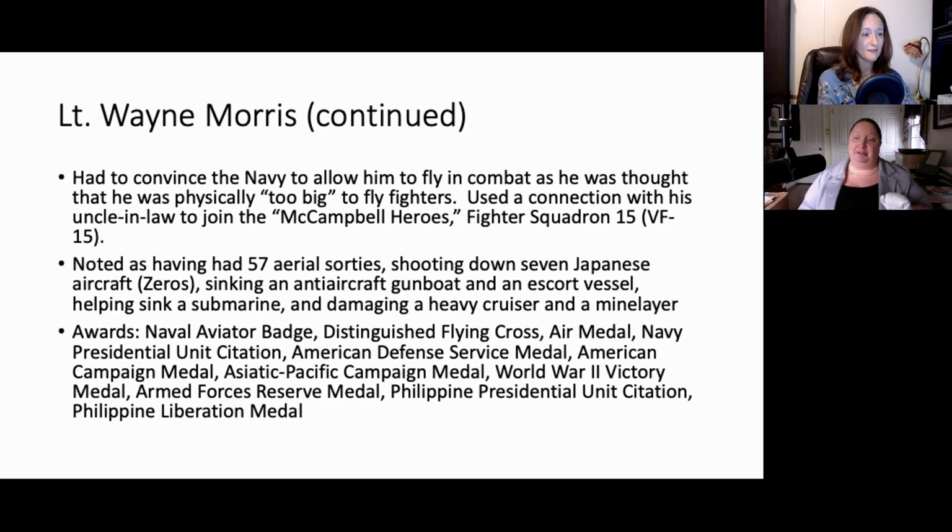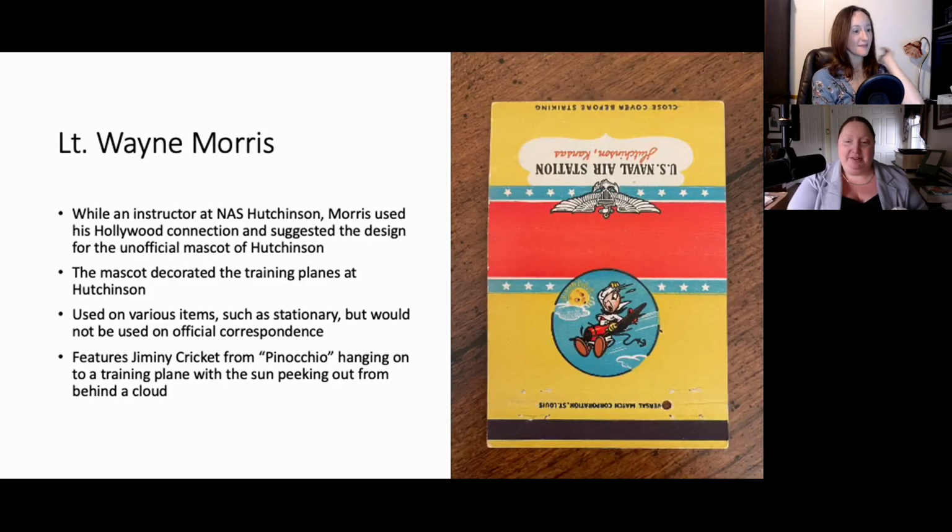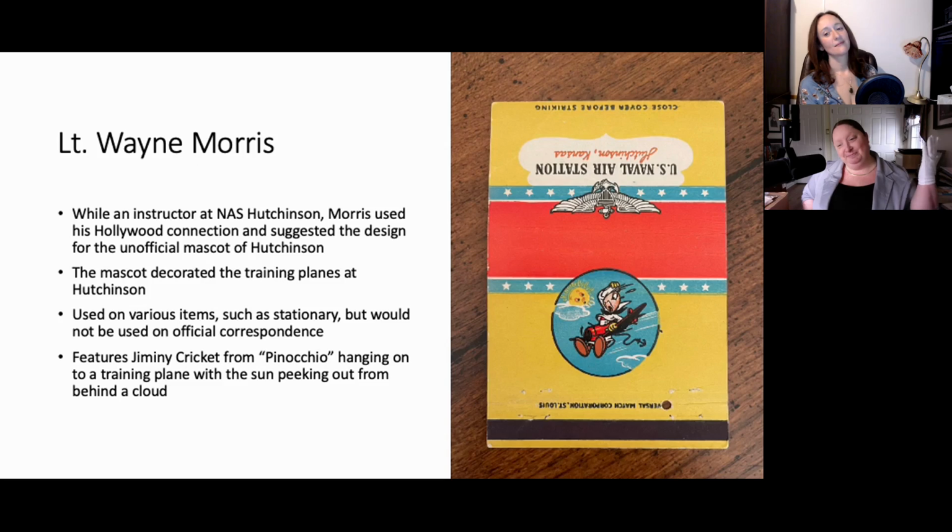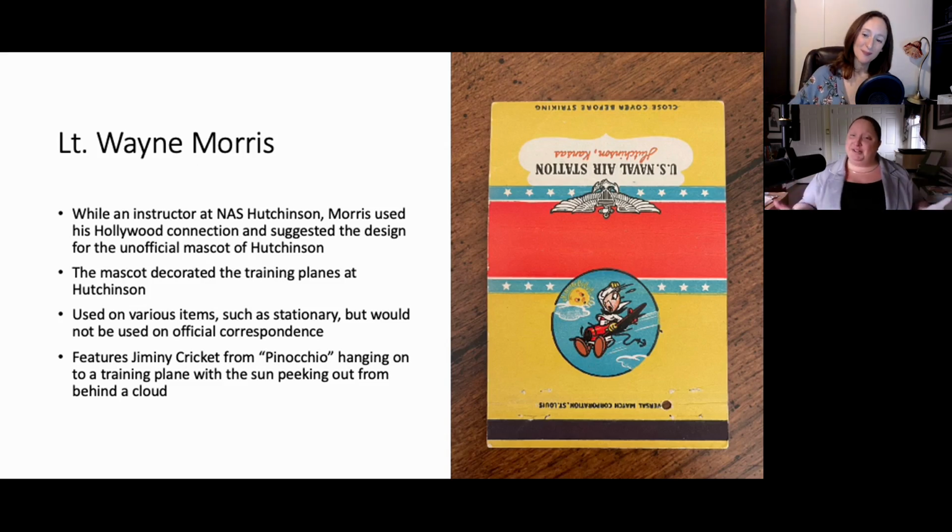But he's going to do something for the people of Hutchinson because he had the connection to get into the fighter unit. He also has another connection. He's from Hollywood. That's right. So because he's from Hollywood, he is able to work his connections to talk to Walt Disney to create the Pinocchio mascot for NAS Hutchinson. So here's this famous actor using his famous connections saying, we should have a mascot. So he uses that and he suggests the design, and it was on the training planes.